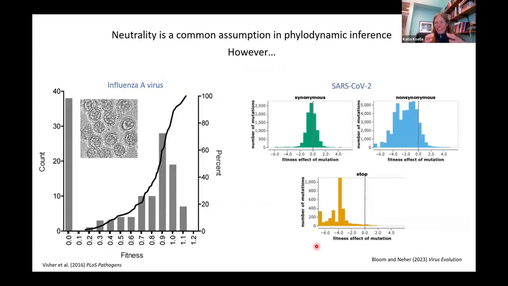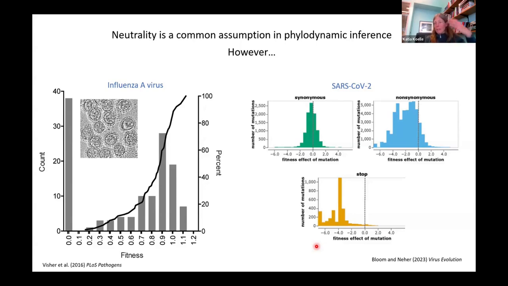I just want to go back to these models and mention that neutrality is a really common assumption that people have when applying these models to sequence data. So first, the question being, should we expect neutrality? And for viruses especially, we don't expect neutrality to actually be the case.